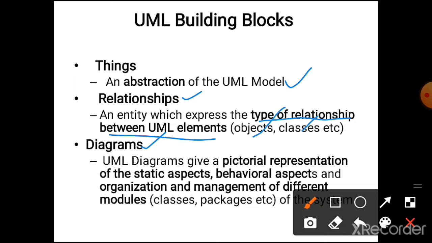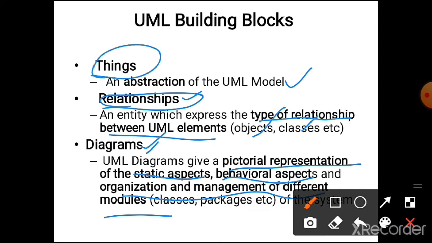So the relationship between these objects and classes is represented by this relationship. And the third point is diagram. UML diagrams give the pictorial representation of static aspects, behavioral aspects, and organization and management of different modules of the system. So these are the three main building blocks of UML diagrams.